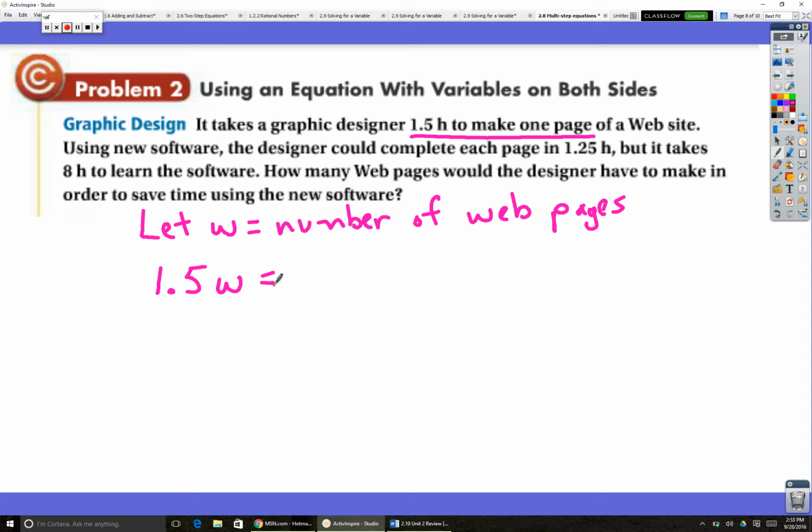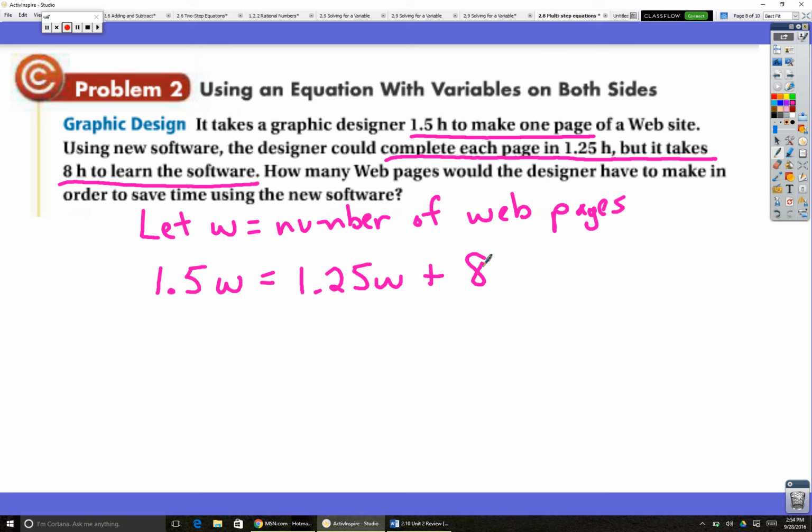Okay. The other scenario is that the designer could complete each page in 1.25 hours, so that's less time, but it takes 8 hours to learn the software. So for this side, it's going to take 1.25 hours for every web page, so we're going to multiply that times the number of web pages, plus it's going to take 8 hours to learn the software.